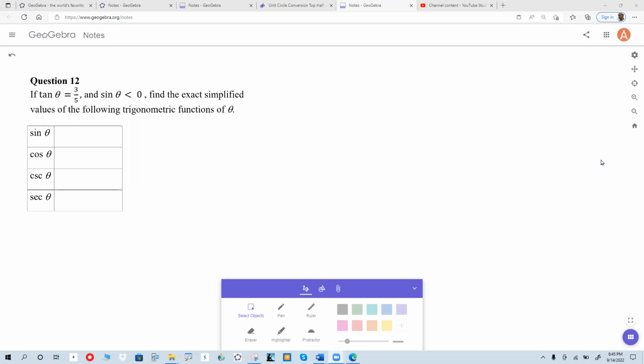So this is problem number 12 from set B, exam 1. Whenever you're given just one trig ratio and you have to find the rest, and a little bit about something else, for instance, it's telling you sine theta is negative, that tells me I will go for the trig identities. And when tan theta is given, I do want to use this particular trig identity.